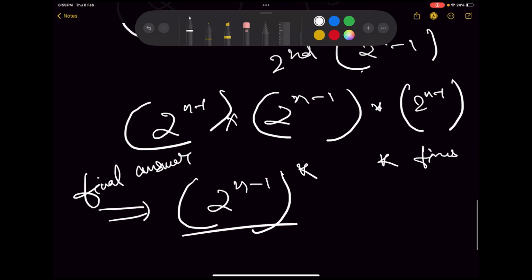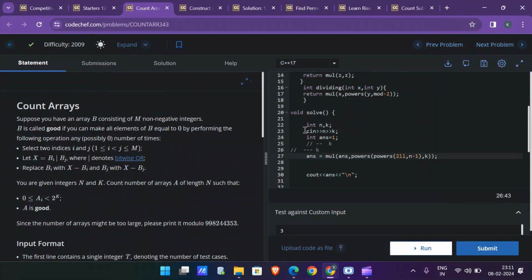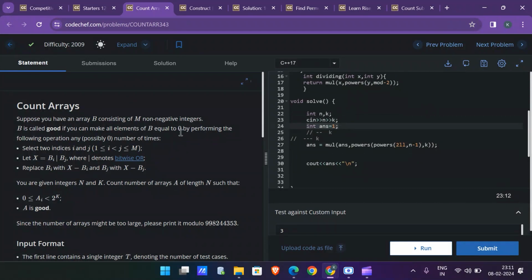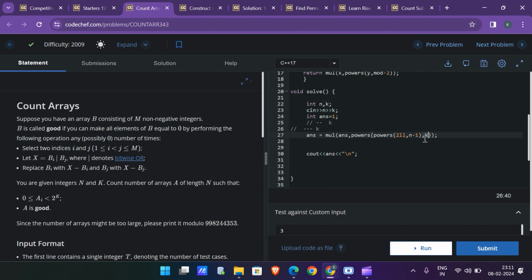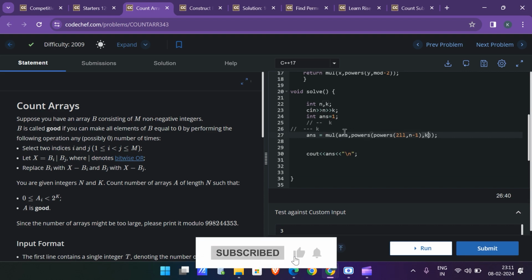And we will print this. So that's it. What I have done in the code is first I have taken input n and k and then initialized the answer. In the question it is said that the value of each element should be less than 2 to the power k. It means you will have k bits where you can put the set bits. So you have k bit positions, and for each bit position you have 2 to the power n minus 1 ways to put your set bits. So you'll be multiplying this k times, which is basically 2 to the power n minus 1, to the power k. So that's what we have printed out.